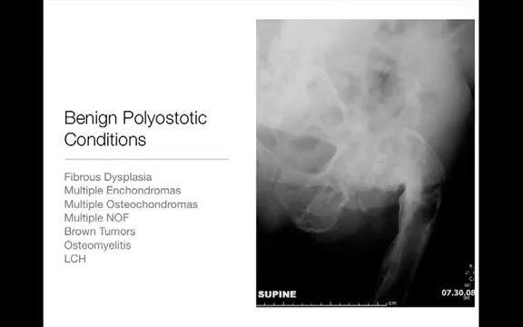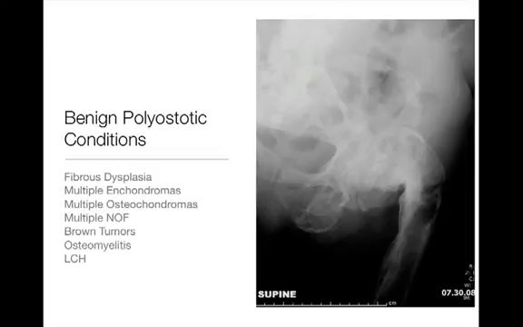Multiple enchondromas, a much rarer condition. Certainly solitary enchondromas are pretty common in themselves, but the multiple enchondroma syndromes are quite rare, but we'll talk about those. Multiple osteochondromas. Again, a single osteochondroma is not an uncommon lesion. Multiple osteochondromas, or hereditary multiple exostosis, is a much less common disease.